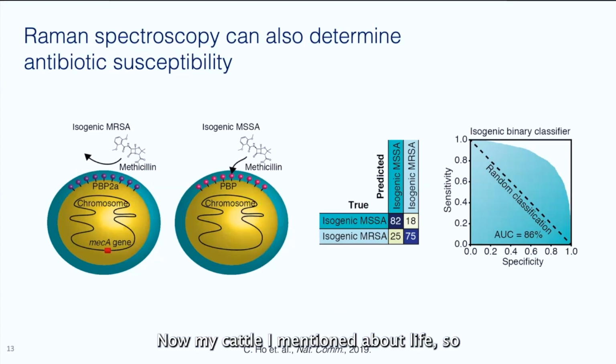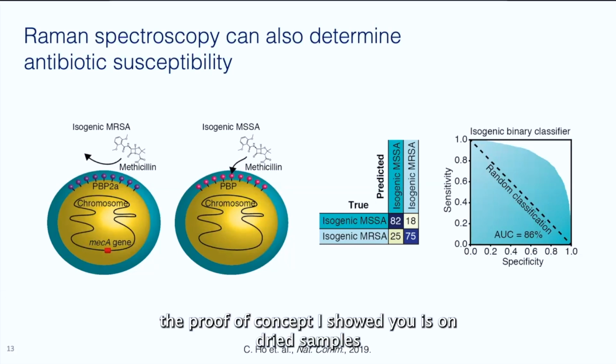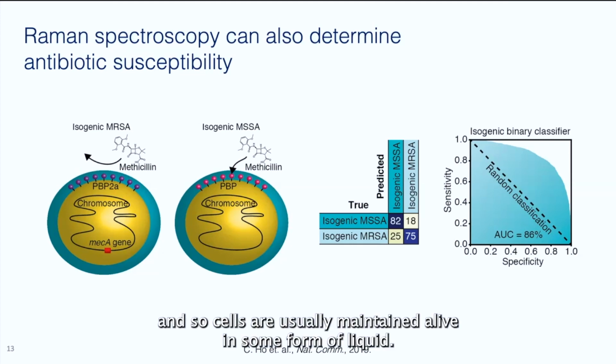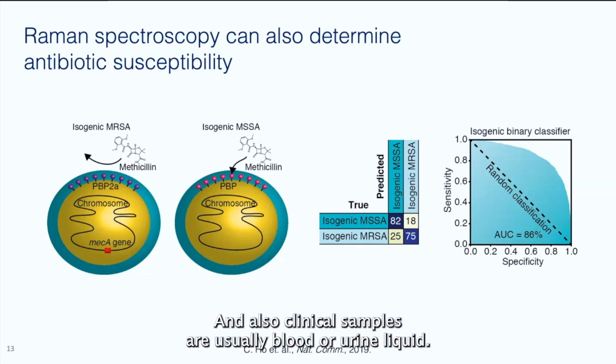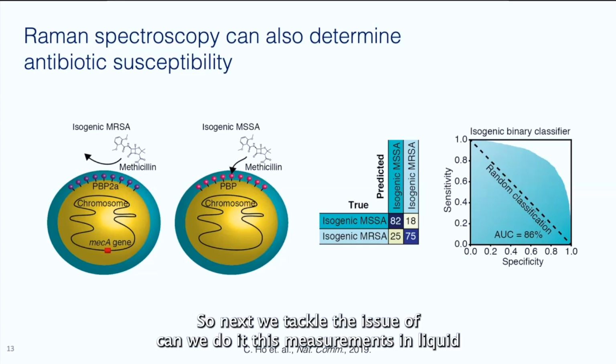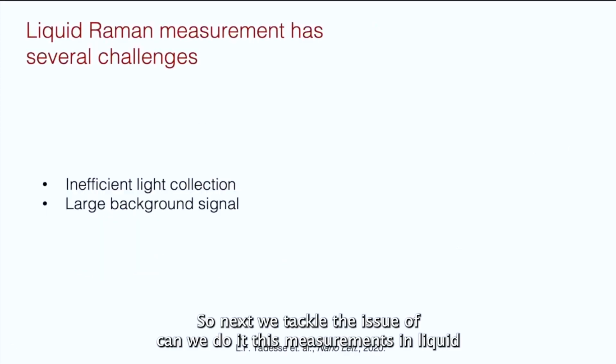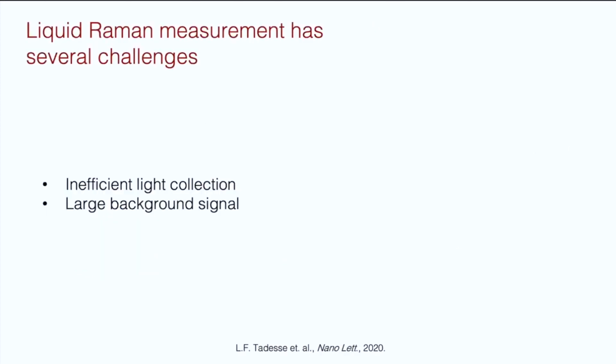Now, in my title, I mentioned live cell. The proof of concept I showed you is on dried samples. And so cells are usually maintained alive in some form of liquid. And also clinical samples are usually blood or urine, which are liquids. So next we tackle the issue of whether we can do these measurements effectively in liquid to get this result.